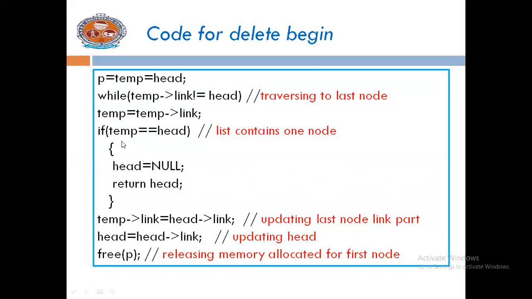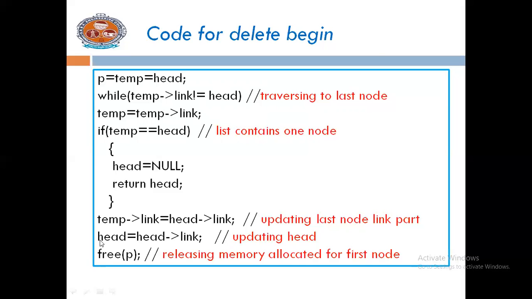Or else, if temp is not equal to head, so we are at which point? We are at last node position. So temp points to last node. Temp becomes the last node address. So we need to update the last node link pointer. So temp of link equal to head of link. So this is updating last node link pointer to second node. Here head is the first node and head of link gives the second node address. So we are updating temp of link equal to second node, that is head of link. So that is second step is over.